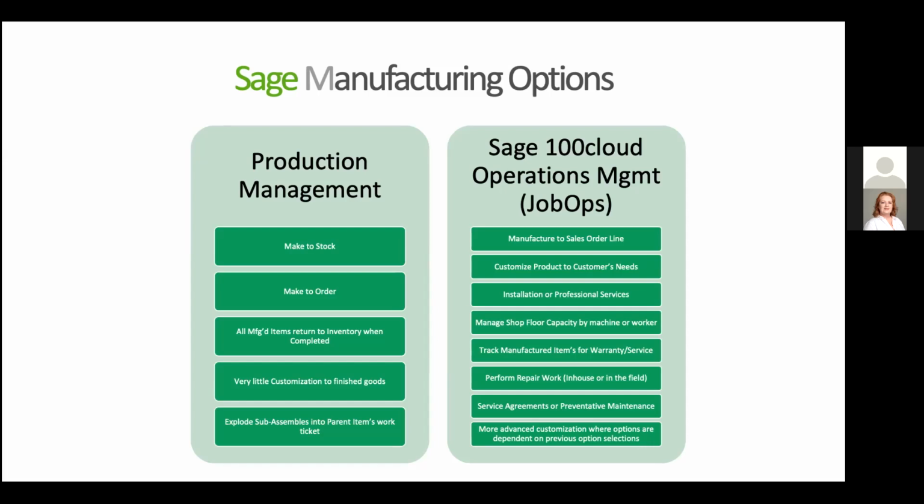With production management, we've got very little need for customization. We can run templates and bring in bill options and set up some customizations to our stock inventory items. But if we get real heavy into customizations and really robust compound customizations, we might want to start looking at a different software set. And if we need to explode sub-assemblies into parent item work tickets, that's all production management functionality. So your make to stock software.